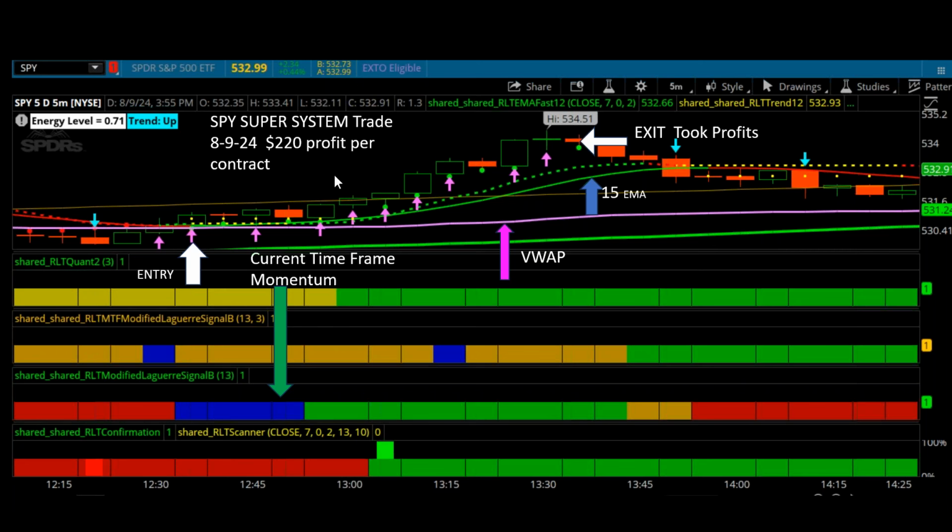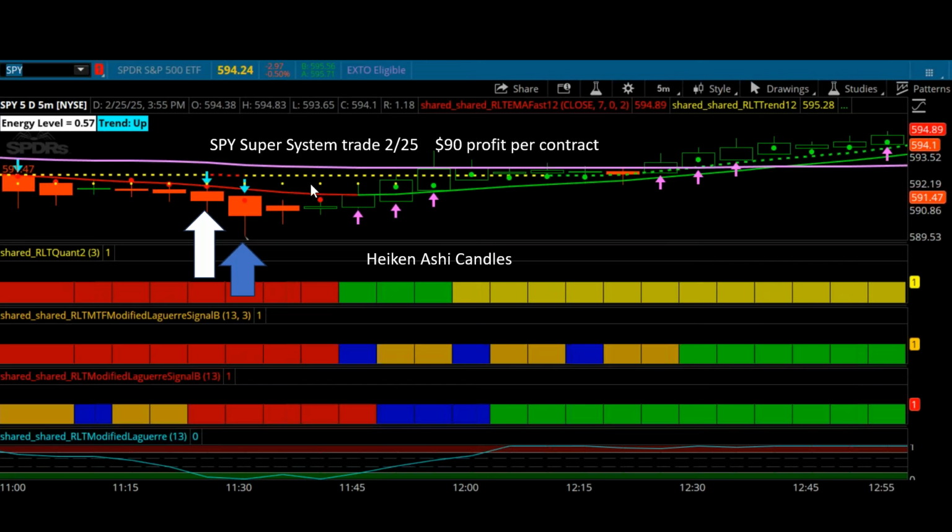Usually they produce profits more in the $80 to $90 to $150 a contract price profit. Right, this was a SPY super system for $225 right here. $90 profit in the SPY super system. Short, again, I took it here, it was already red down here. It went from yellow, which was bearish, to red, which was even more bearish.